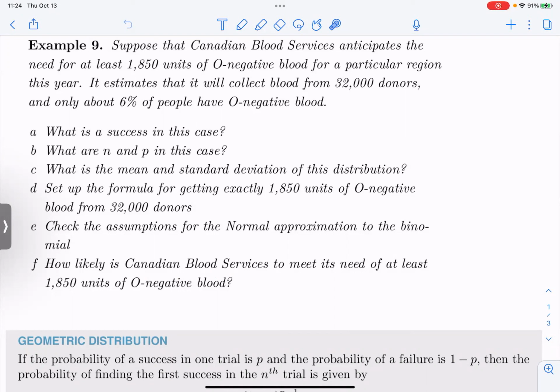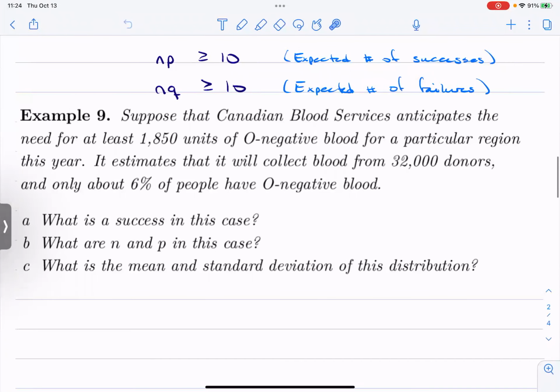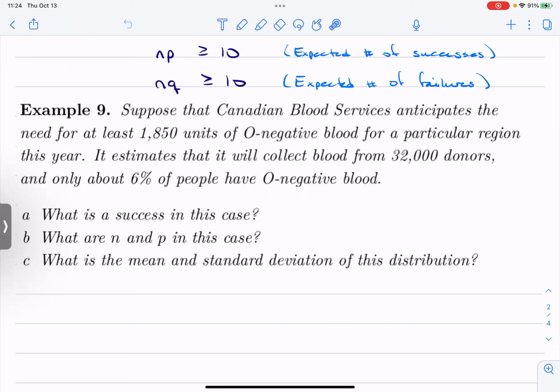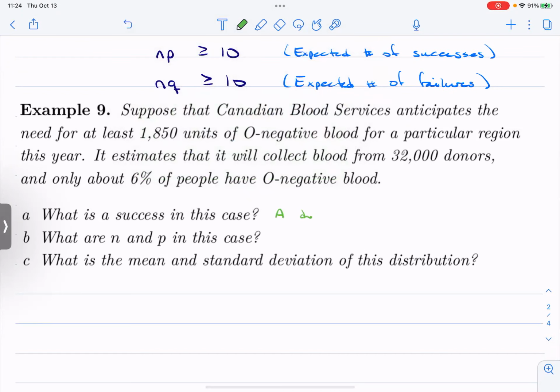No, thank you. Right. So we're going to work through this, and I'll hold your hand throughout till we get there. Okay, but that is what we're working towards. But first, let's figure out what is a success. What are we talking about in terms of a success? In this case, it's having a donor that has O-negative blood, right? And so here, a donor with O-negative blood.